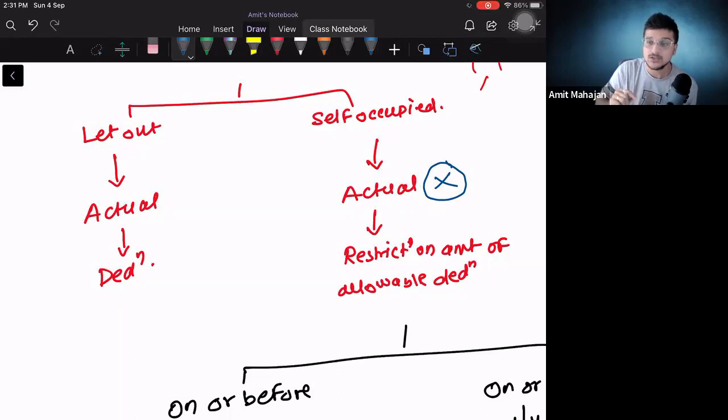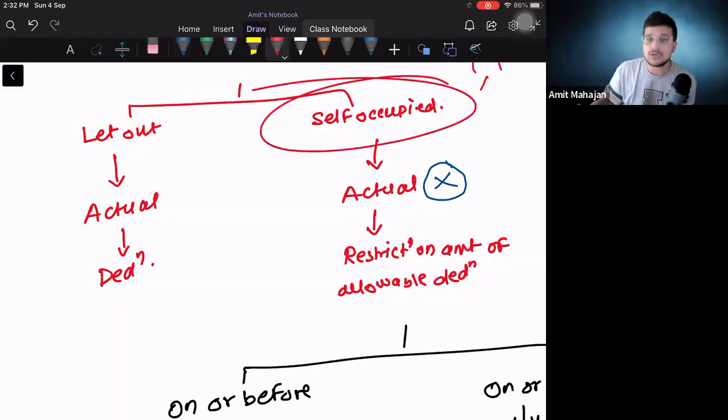Interest as deduction. So even though your interest is 18 lakhs, I will restrict it to 2 lakh rupees. But this restriction is applicable only in case of self occupied property.